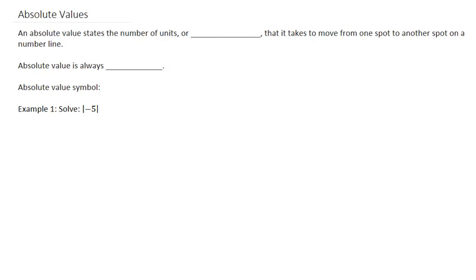Absolute values. An absolute value states the number of units, or distance, that it takes to move from one spot to another spot on a number line. Absolute value is always positive.